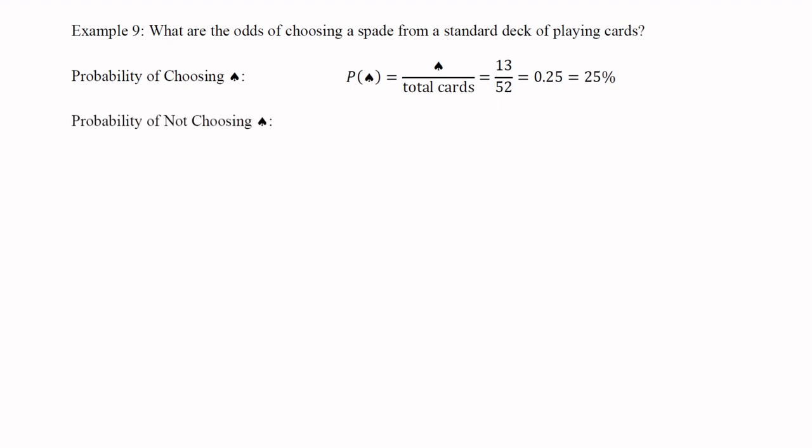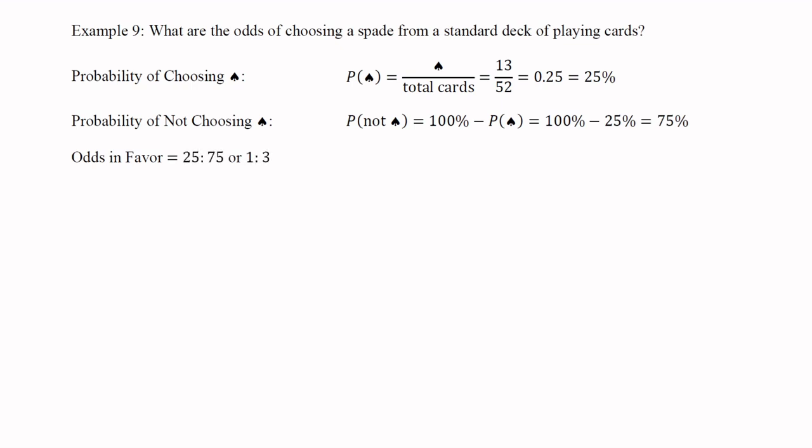What are the odds of choosing a spade from a standard deck of playing cards? The probability of choosing a spade is our number of spades out of our total number of cards, which is 13 out of 52 because there are 13 spades. That reduces to 0.25 or 25%. So if we want to find the probability of not choosing a spade, we take 100% and subtract the probability of getting a spade, which is 25%, and that gives us 75%. So the odds in favor of selecting a spade from a standard deck of playing cards is 25 to 75, or 1 to 3.